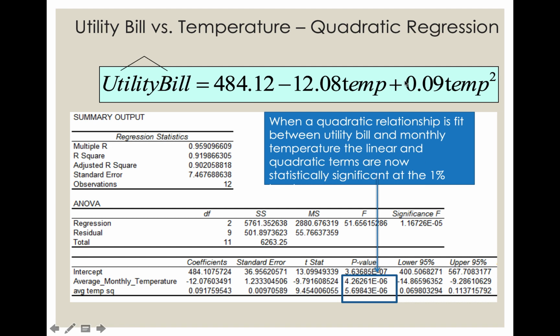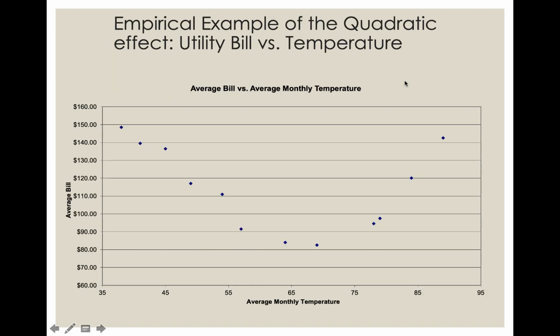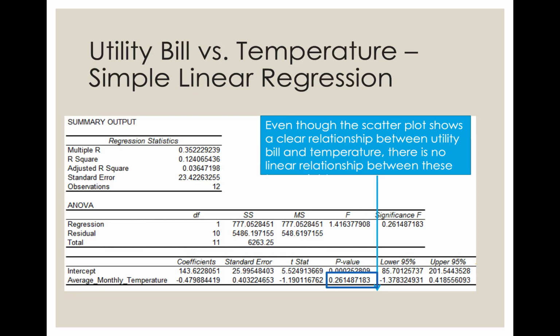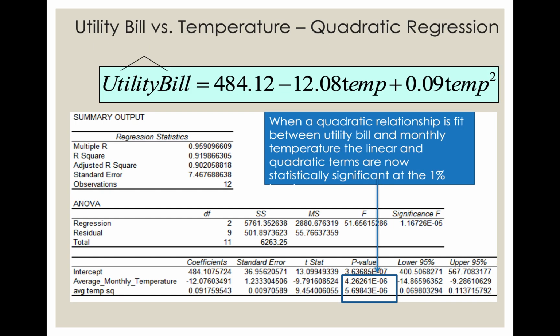Now let's fit a quadratic model, because that's what it looks like. It looks like a quadratic thing through these data. And how to do this, again, is just to square temperature and then do a regression. Your y value is average utility bill, and then your x value is both temperature and temperature squared. You can see that the R squared is very high at basically 92%.